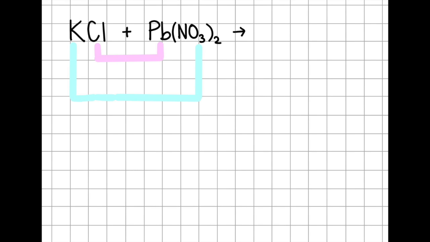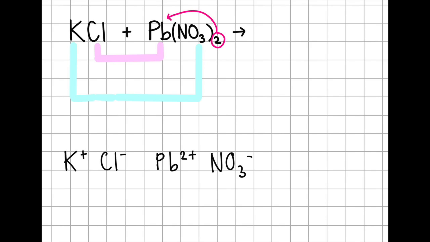By looking at the periodic table, we can determine the charge of the ions. In potassium chloride, potassium has a positive 1 charge, and chlorine has a negative 1 charge. For lead nitrate, the subscript 2 next to the nitrate will swap across and become the positive 2 charge for lead, and nitrate will have a negative 1 charge. It would be helpful to memorize the charges of the more common ions like nitrate.